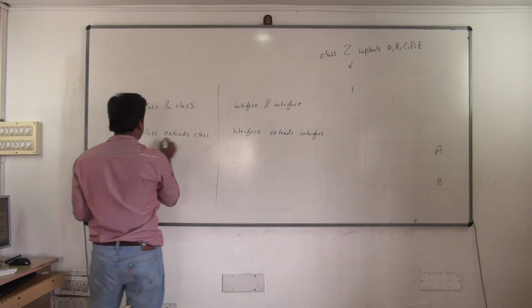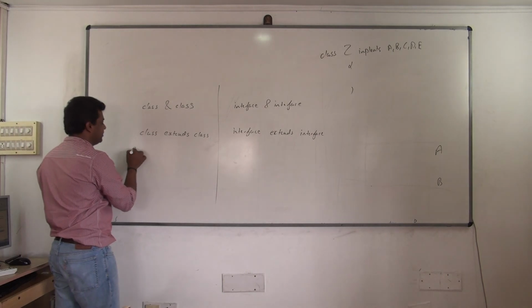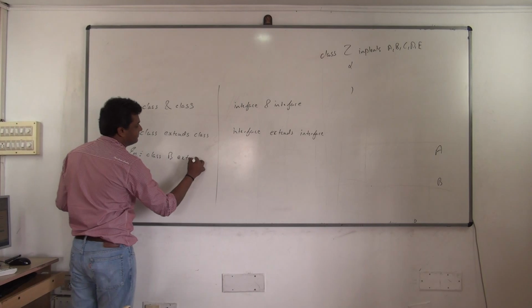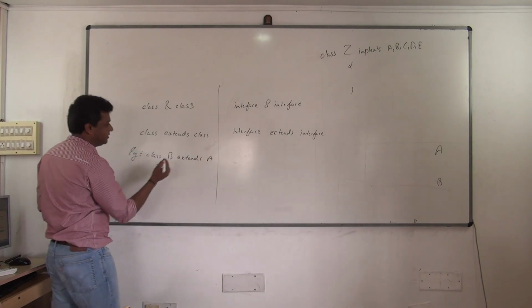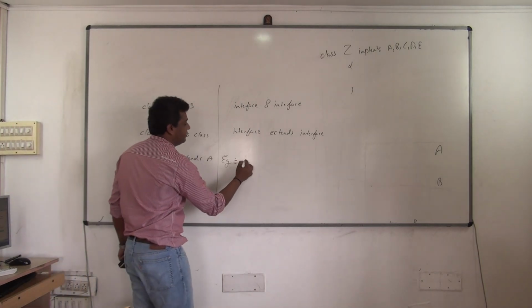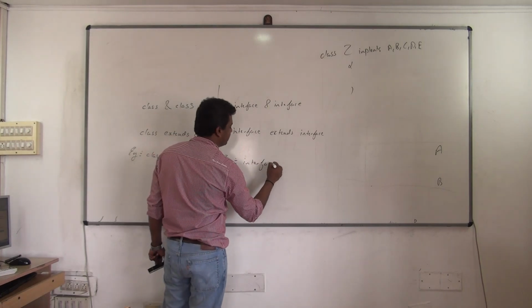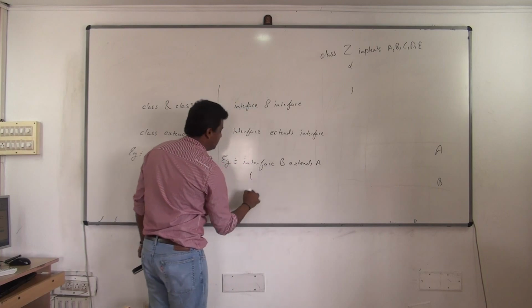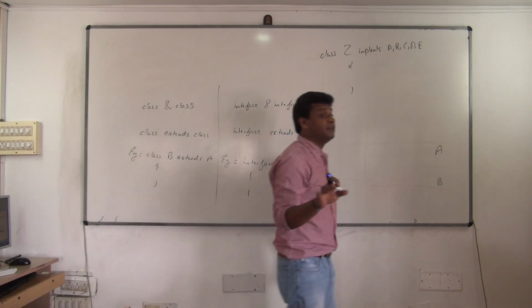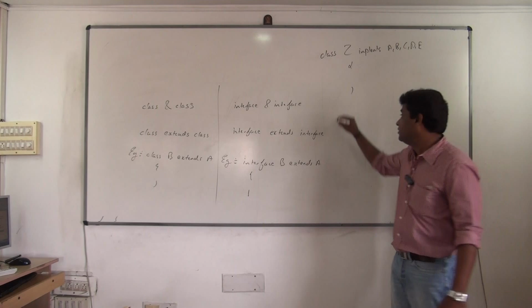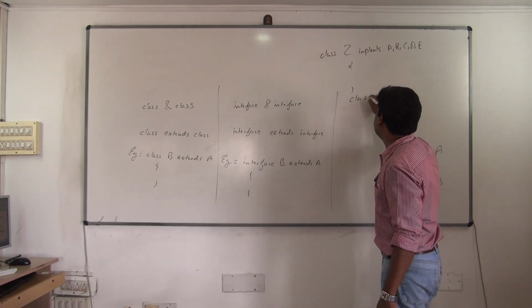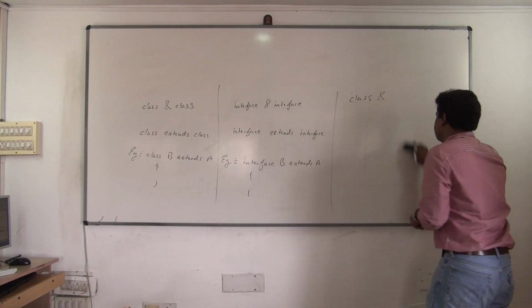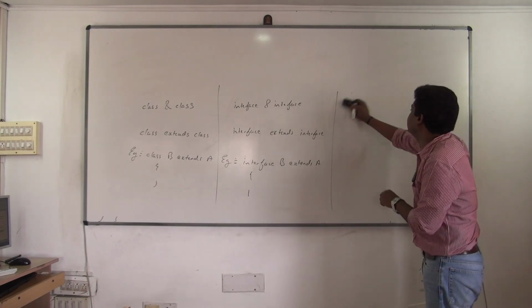This is an example. Class B extends A. This is how you write. Here also an example: interface B extends A. So you understood the relationship between class and class, interface and interface. But next, the relation between class and interface is very important. Don't get confused when you are writing code.